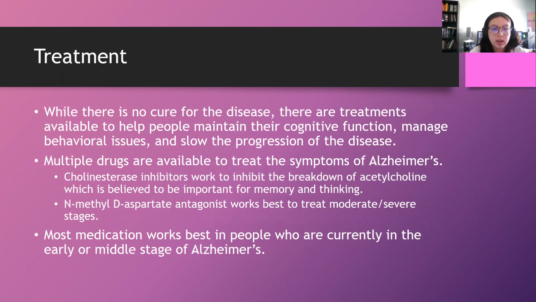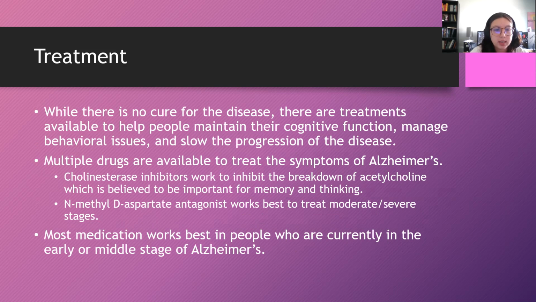For treatment options, there's no cure, but there are treatments available to mitigate the symptoms and slow the progression of the disease. Multiple drugs are available to treat the symptoms of Alzheimer's. Some common ones that I found were cholinesterase inhibitors that work to inhibit the breakdown of acetylcholine, which is believed to be important for memory and thinking. However, as Alzheimer's progresses, there's less and less acetylcholine, so these drugs aren't going to be able to help long-term.